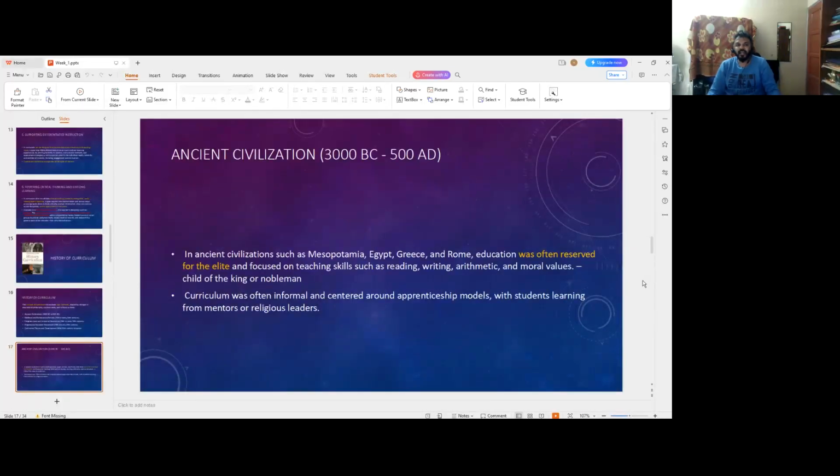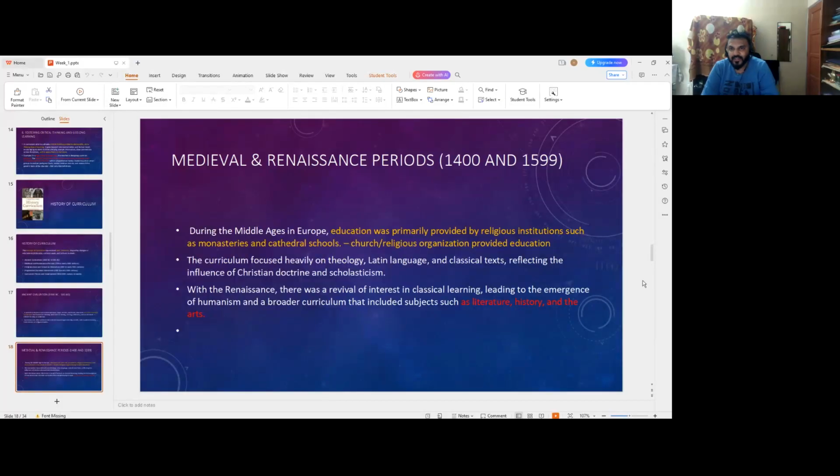So the ancient civilizations, basically during Mesopotamia, Egypt, Greece, and Rome, education was offered. It focused on teaching skills: reading, writing, arithmetic, and moral values. The curriculum was formed in a very informal way, centered on apprenticeship models with students learning from mentors or religious leaders. As for the medieval and Renaissance period, right?